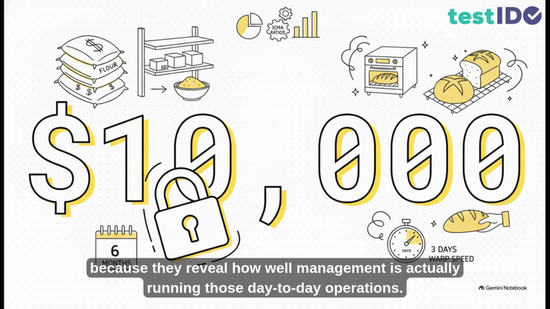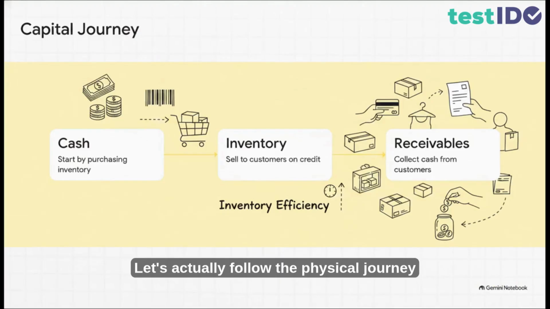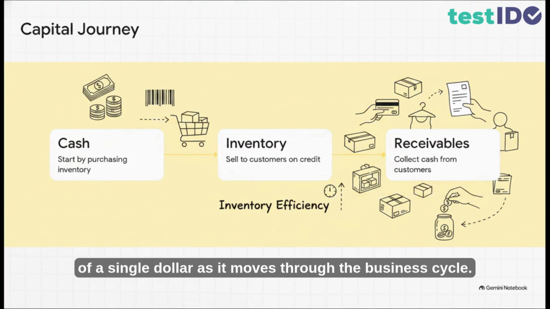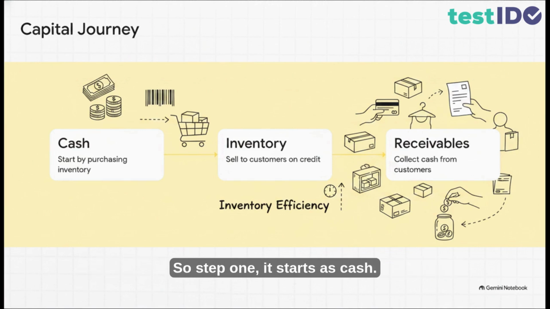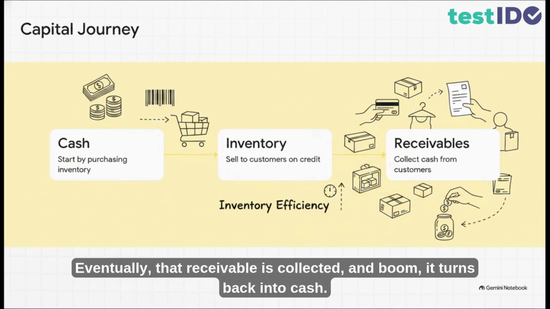Moving right along to Section 2, the working capital journey. Let's actually follow the physical journey of a single dollar as it moves through the business cycle. We'll map out exactly how working capital transforms. So step 1, it starts as cash. We use that cash to buy inventory, which brings us to step 2. Then we sell that inventory to a customer on credit, which creates an accounts receivable in step 3. Eventually, that receivable is collected and boom, it turns back into cash.